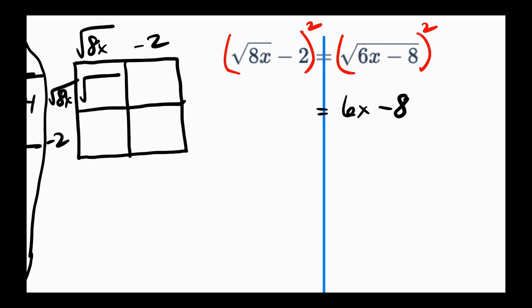So it's going to have a square root, and 8 times 8 is 64. X times x is x squared. Then negative 2 times the square root. I can't multiply those to make negative 16. So negative 2 goes in front. Square root 8x. Same thing down here. And then the last one is a positive 4 because negative 2 times negative 2 is just positive 4.